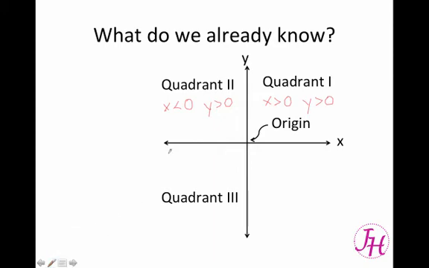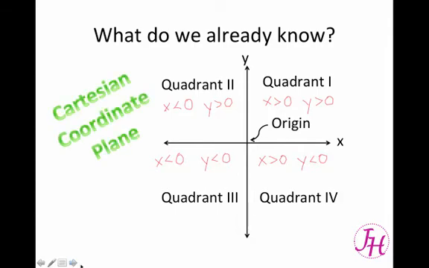In quadrant 3, we have negative values for x, so x is less than 0, and negative values for y, so y is less than 0. And finally, in quadrant 4, we have positive values for x, so x is greater than 0, and negative values for y, so y is less than 0. This is what we call the Cartesian coordinate plane. So whenever we refer to the coordinate plane, we're referring to these x and y axes, and each of the coordinates, which are ordered pairs, x and y, tells you which quadrant you're in and the location of the point for that coordinate.